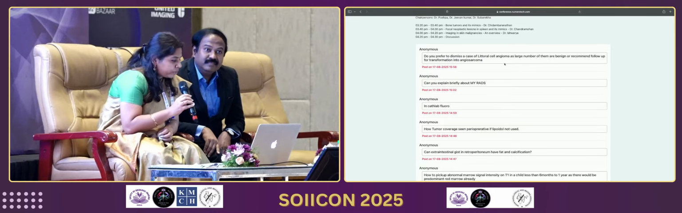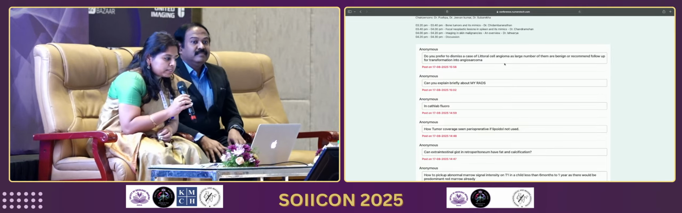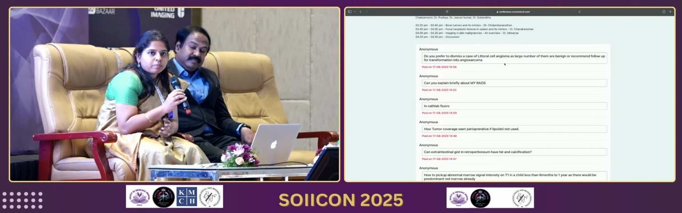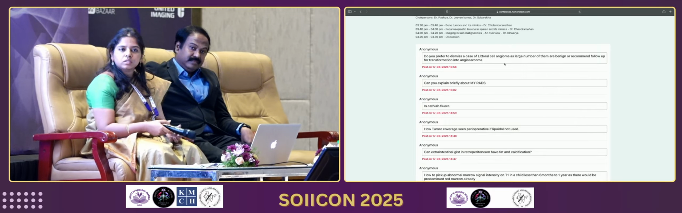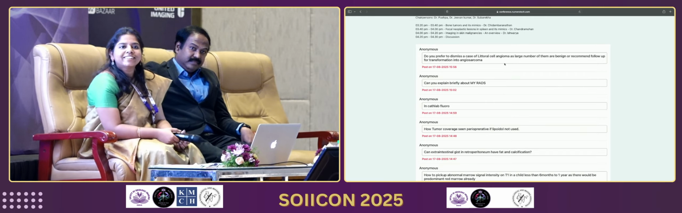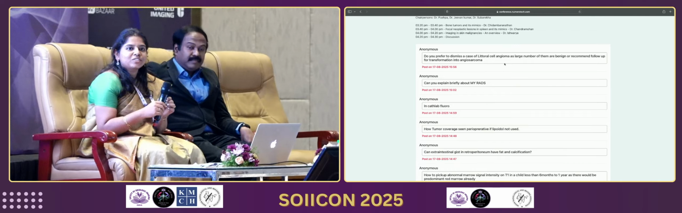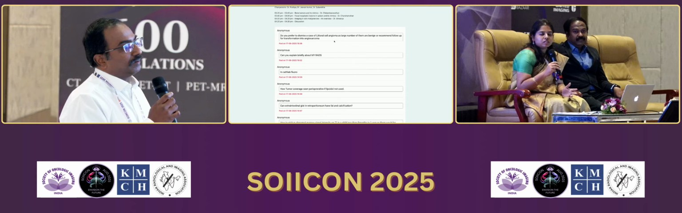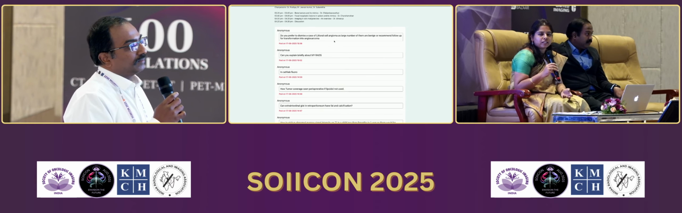Do you prefer to dismiss a case of littoral cell angioma as most of them are benign, or do you recommend a follow-up for transformation to angiosarcoma? That is a very rare case, madam. I have not seen littoral cell angioma. Do you have any imaging surveillance protocol for vascular lesions of the spleen so that we can advise on the risk of malignant transformation?